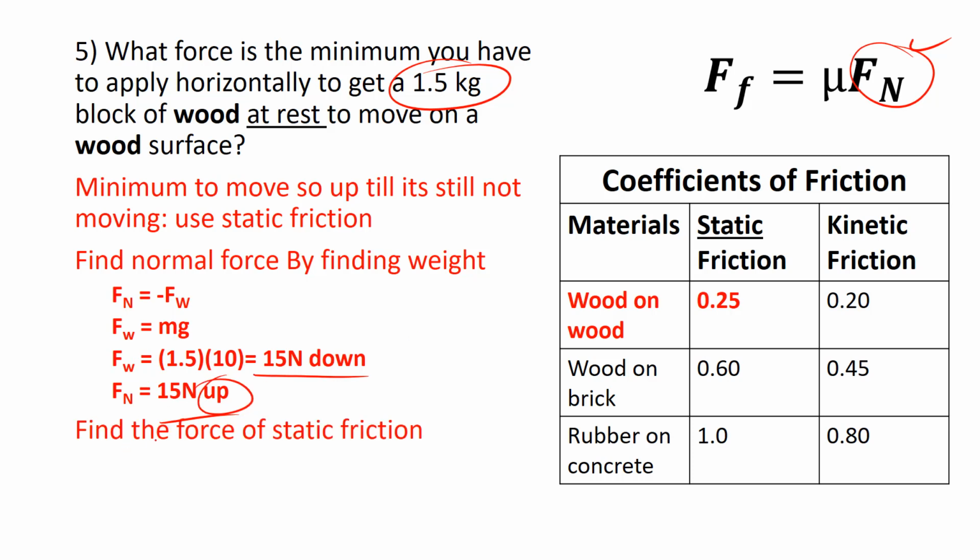Now we want to find the force of static friction. So it's static friction, it's wood on wood, so therefore here's our coefficient of static friction. We go to the equation, we plug in our numbers, 0.25 is the coefficient of static friction, and we get 3.75 newtons. So that's the force of friction in this situation.